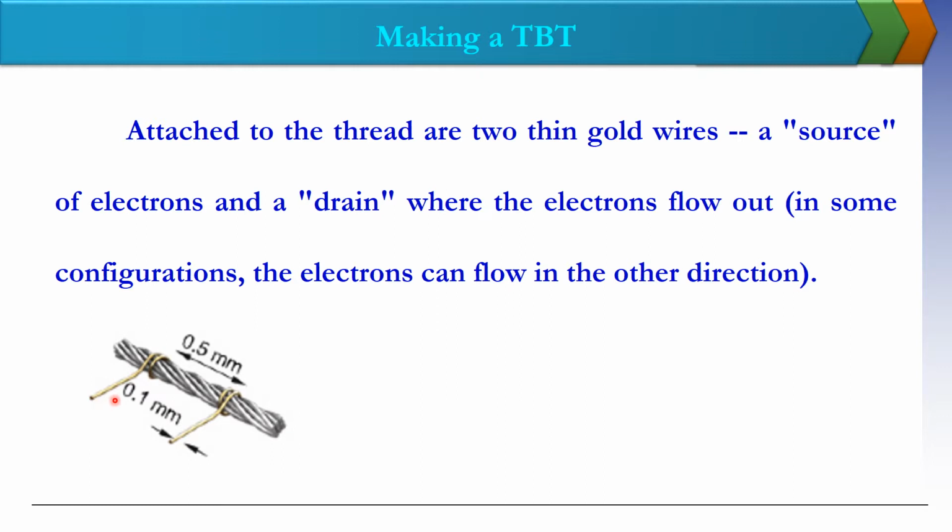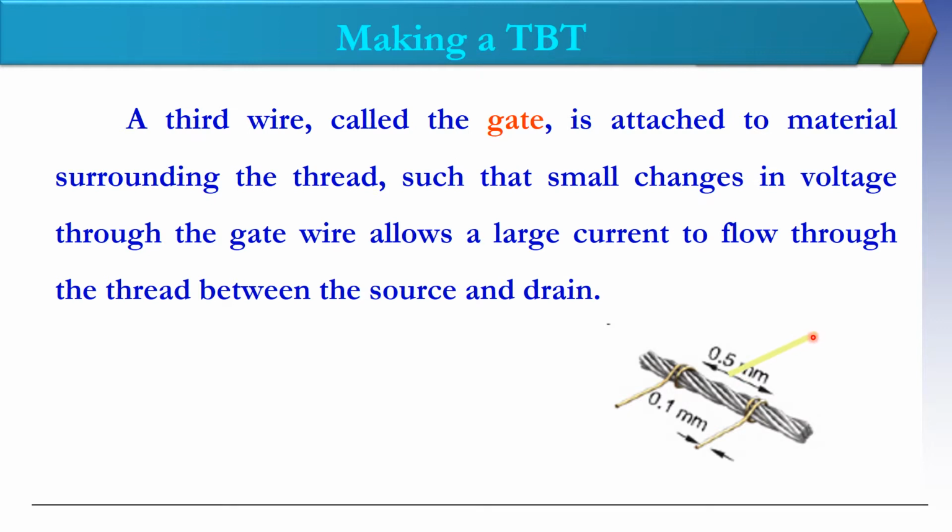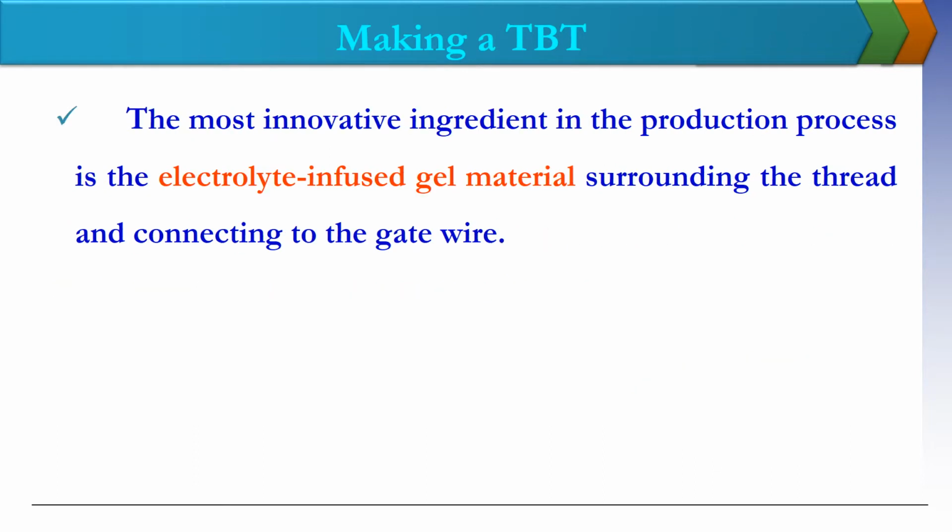Here we are connecting just two thin gold wires. One will function as the source, the other will function as the drain. The third wire is made, which is nothing but the gate. We are all aware that the gate reacts to a very small change in the voltage. It produces a large variation of current between the source and the drain.